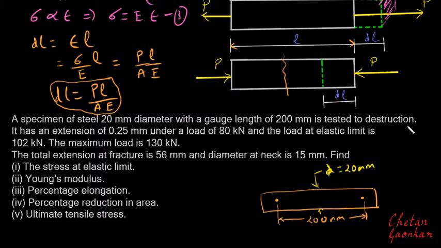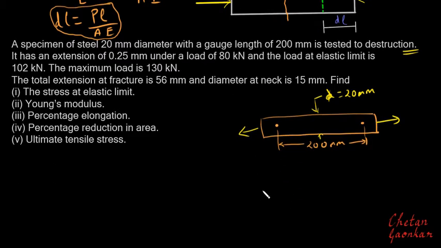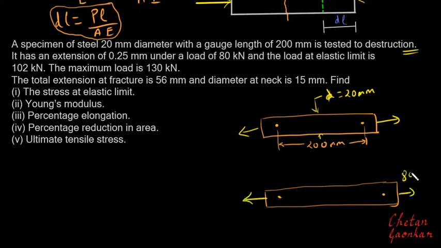The specimen is tested to destruction. So basically we'll be applying axial forces on it and testing it to destruction, that is, we'll be loading it up to its rupture or failure. Then it has an extension of 0.25 mm under the load of 80 kilonewton. Let me draw this bar again. There will be some extension in this bar when the applied load reaches 80 kilonewton, which is 80 multiplied by 10 to the power 3 newton. When this is the case, the change in length from here to here is 0.25 mm.